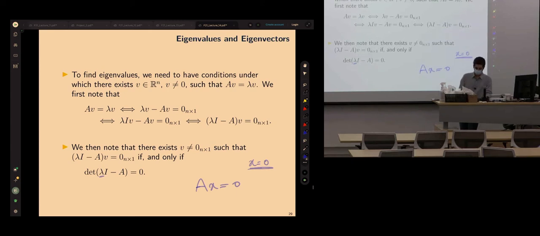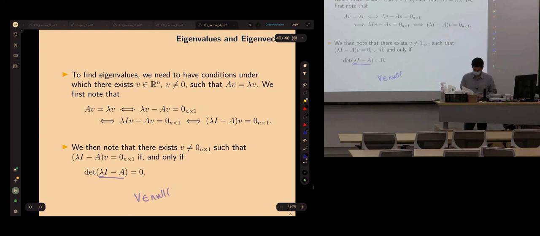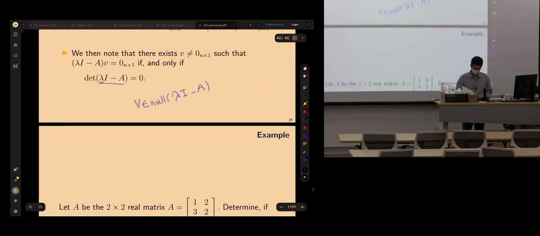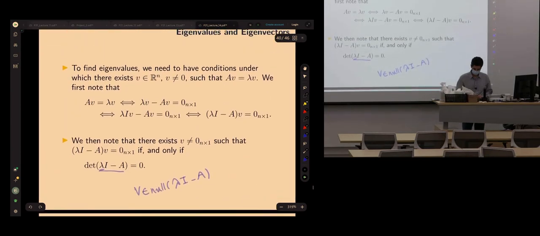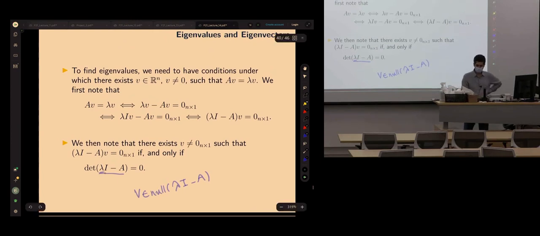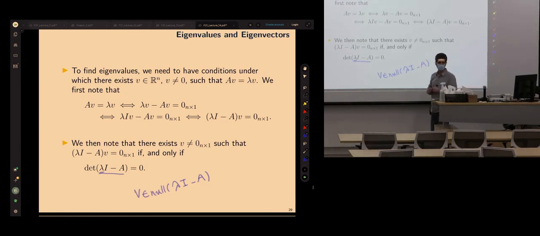If you remember the null space that we talked about, in other words, v must belong to the null space of this matrix, lambda I minus A. v is in the null space of A. No, not A. Lambda I minus A. Making it a little fancier, you can say that. And the determinant of lambda I minus A equals 0 will lead to usually a polynomial equation. That's called the characteristic polynomial. We solve that polynomial, and we find eigenvalues.